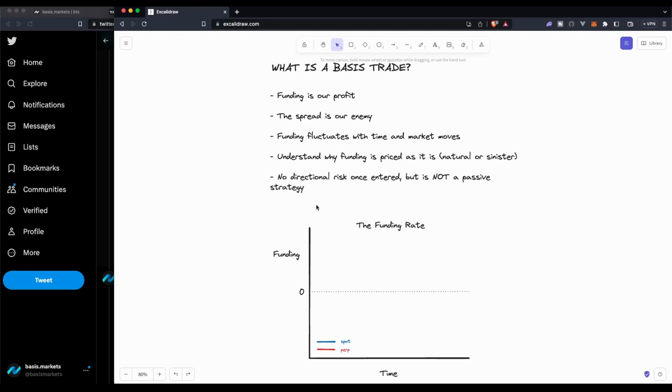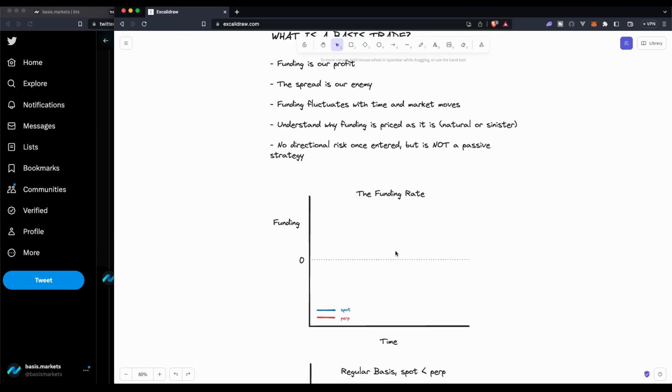So there's no directional risk on basis trades once entered, but it is definitely not a passive strategy. The funding rate is always changing and you need to manage the trade once you're in it, because if the funding rate is negative and you're in a reverse basis trade and happy to collect the funding from shorts, there could be periods of weeks and months where that funding rate is no longer negative and it's turned positive, and you need to rethink the reasons behind being in that trade, because then all of a sudden being in a reverse basis trade will not be profitable when the funding rate turns positive.